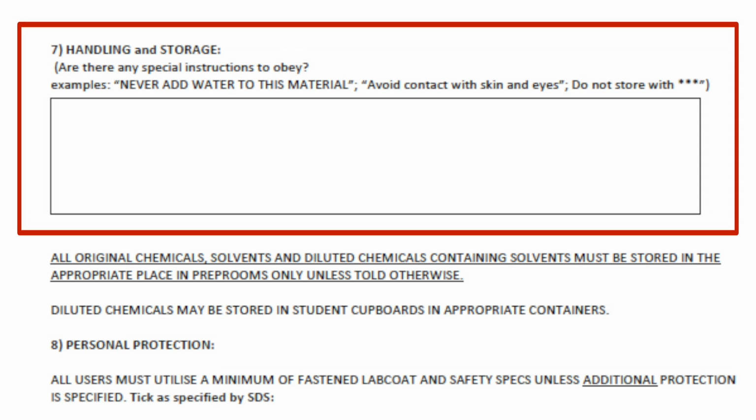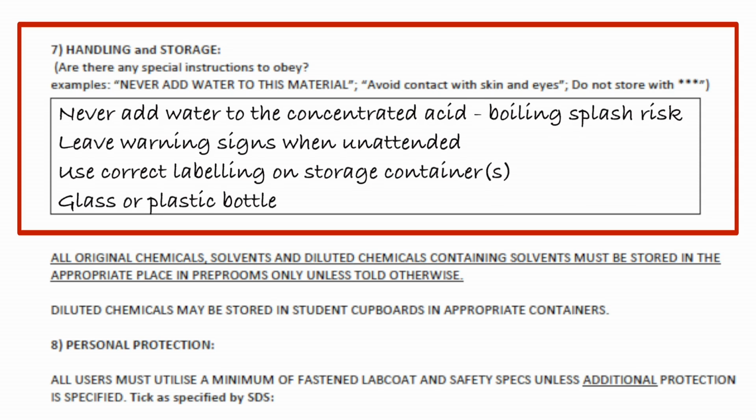Box 7, handling and storage. Here you'll normally find there's some special instructions. For example, never add water to this material. Never mix this substance with this other substance. Never store with this substance. Keep away from the light. Always keep in the dark. Something like this. Put that sort of information in here.